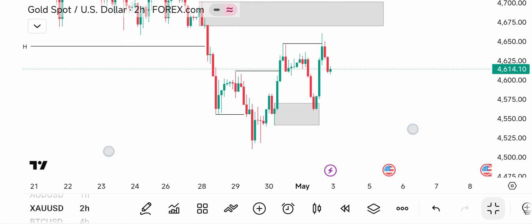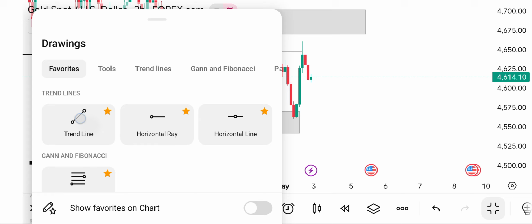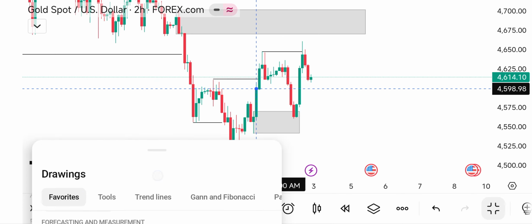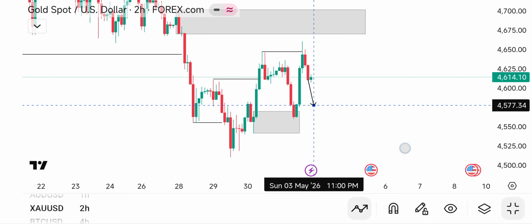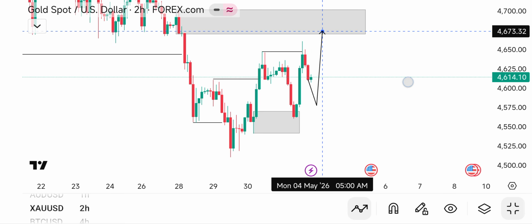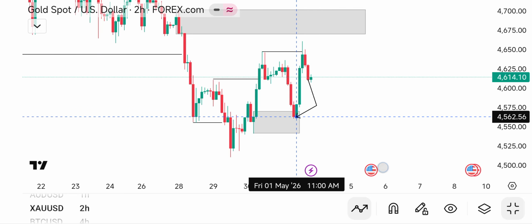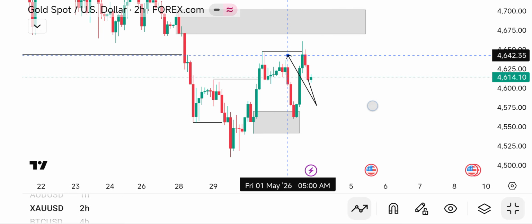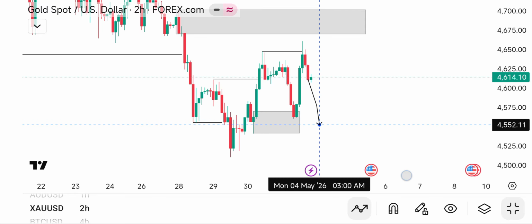You understand? So what we are now looking for is for price to either come here, then go up, or price will take out this low, because this low didn't give us a break of structure. So I'm expecting price to take out this low, use it as liquidity to tap into this zone, another block here, to go up.